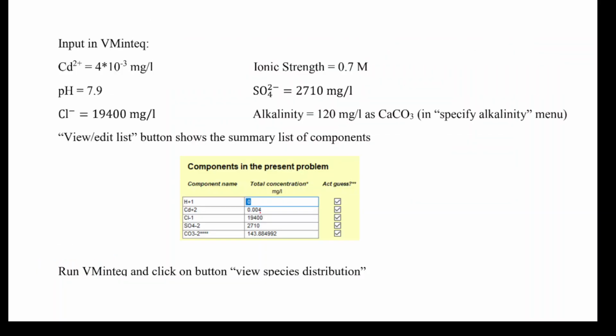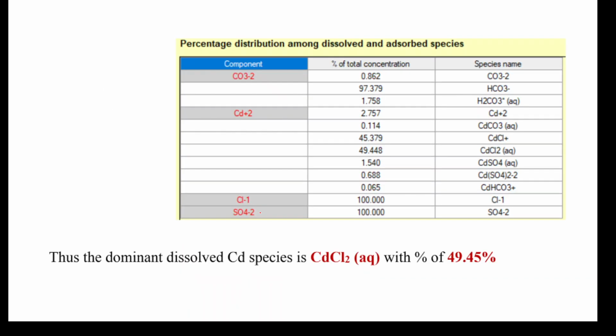So the input in Visual MINTEQ is cadmium, and we also put in the ionic strength, the pH, and everything else, like Cl. We just put this in Visual MINTEQ, run it, and click on the button to view species distribution. This is very simple and direct. What we are seeing here is that CdCl2 is the maximum.